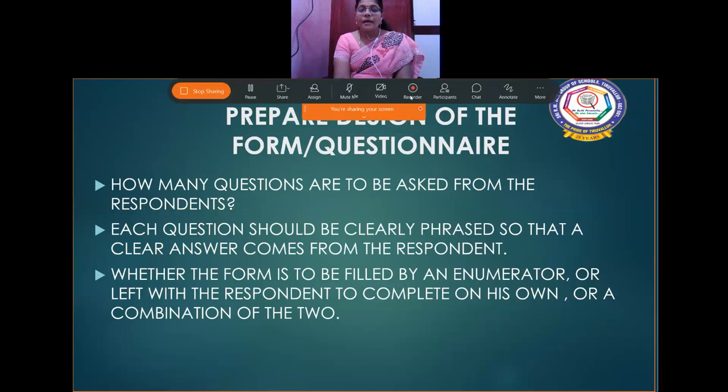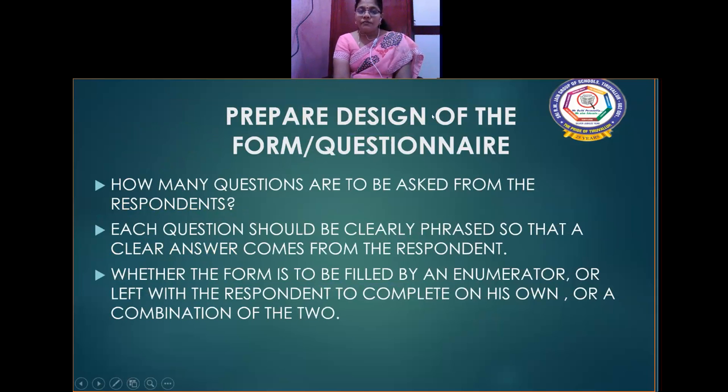Next one, prepare the design of the form as well as the questionnaire. So the statistician should design the form in such a way that he gets answers for all the questions. Designing of the questionnaire is influenced by many considerations, that is, how many questions he is going to ask the respondent. Respondent means a person who is going to answer our questions. So first, how many questions are to be asked of the respondents?